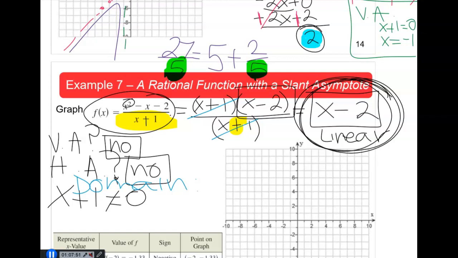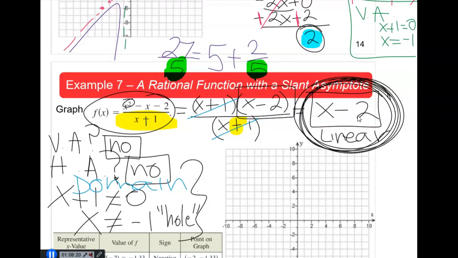And so we can find that x cannot equal -1. So then what's going to happen here? Well, we are going to have this thing called a hole, or an open circle, at that specific value. Now, how do we know? We know the x is -1. How do we find the y value? Well, we substitute it into the reduced form.